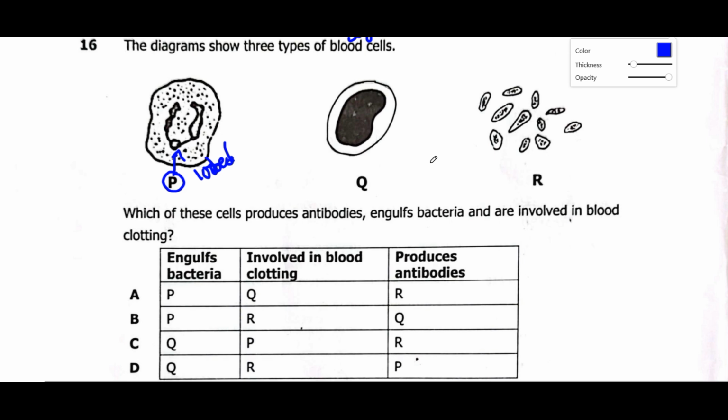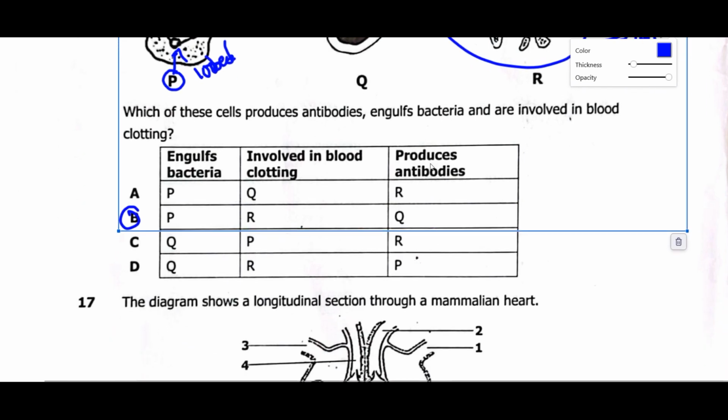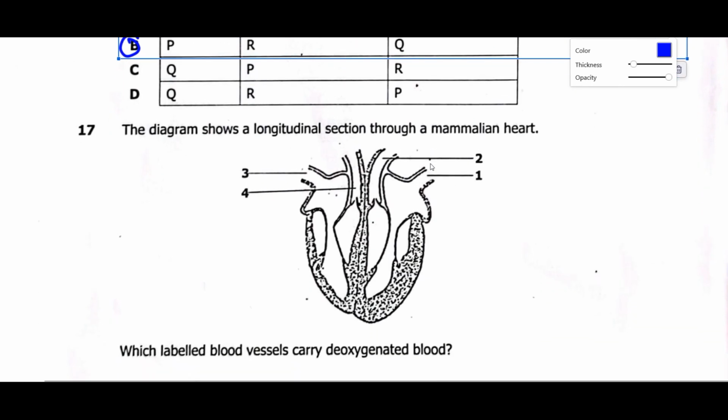Q produces the antibodies. R is in blood clotting, because we can see these are just fragments. The platelets are considered to be the fragments, so you need to remember that. So the answer is B. P for engulfing, R involved in blood clotting, Q produces antibodies. The antibodies fight against the unwanted materials.